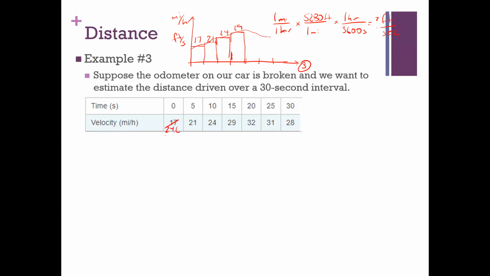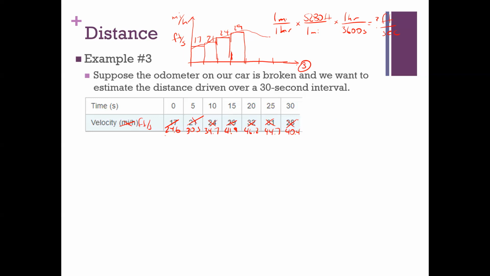So I get 24.6. 30.3. 34.7. 41.9. 46.2. And 44.7. And 40.4.